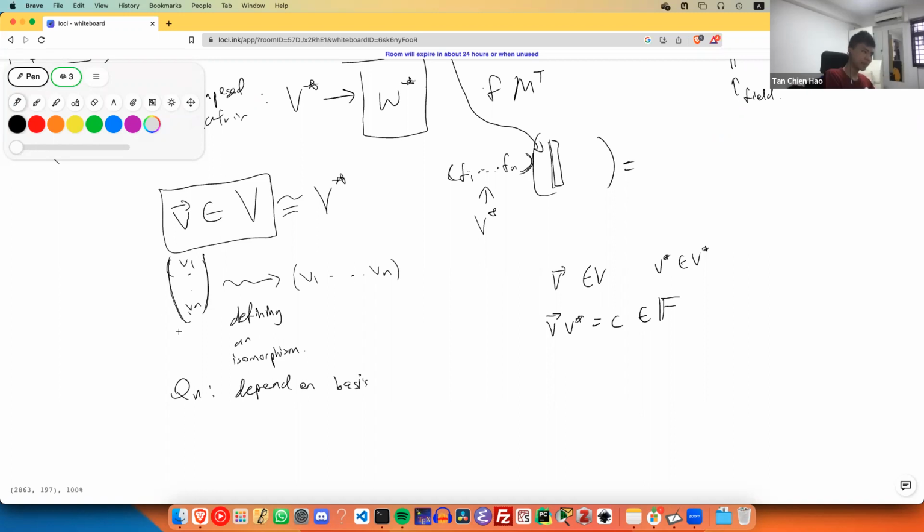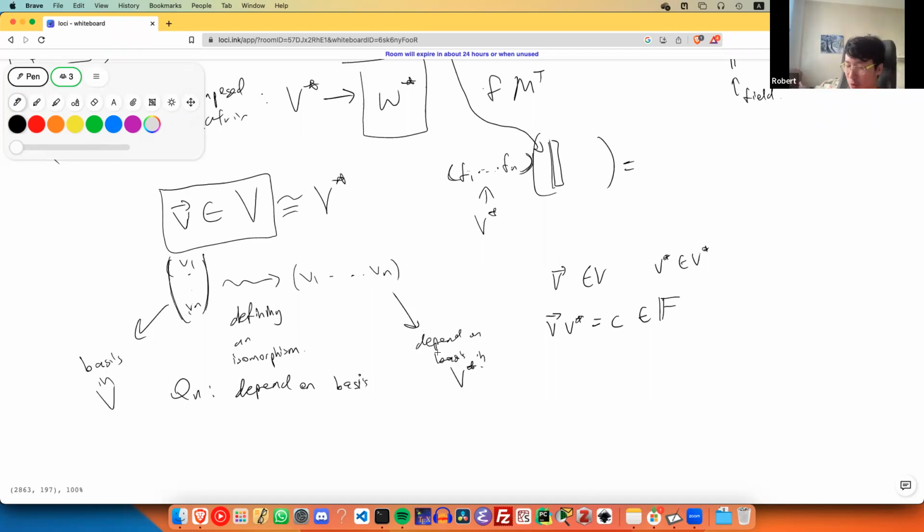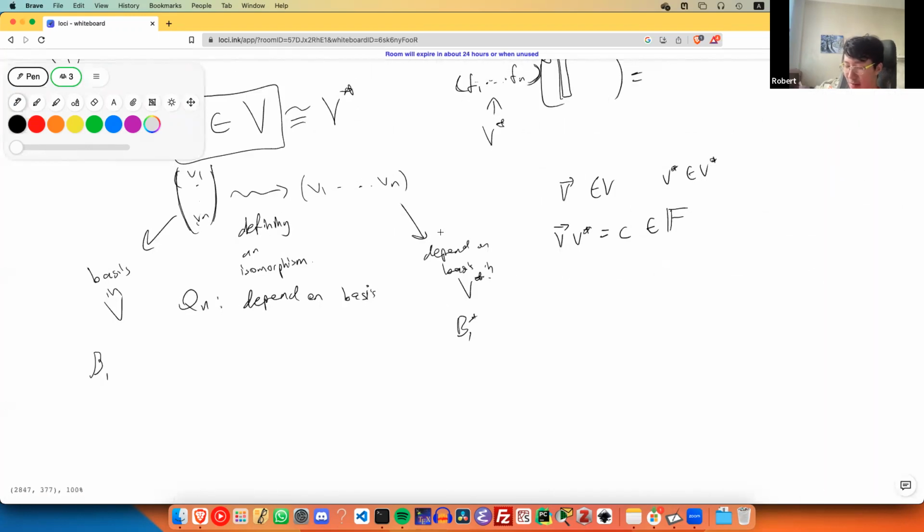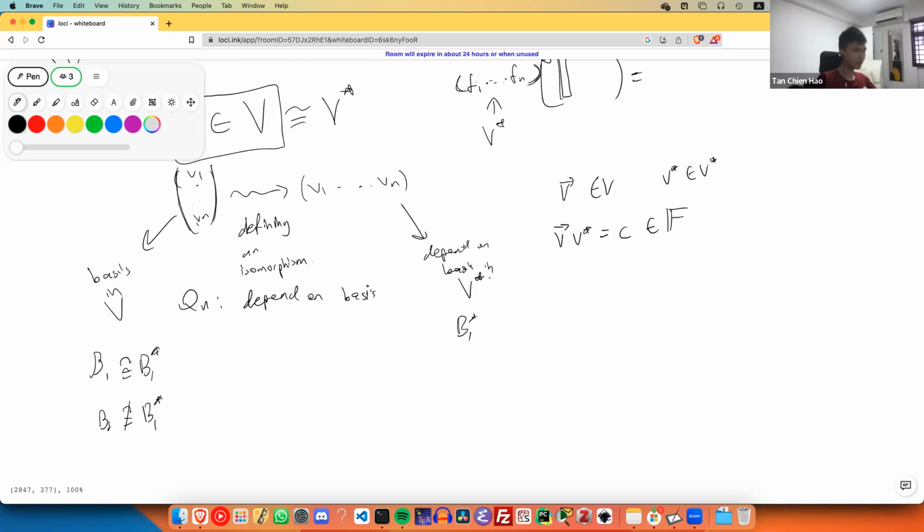This is dependent on the basis in V, and this is dependent on the basis in V star. Oh, I think I get what you mean. If we pick a specific basis for V and V star, then they can be isomorphic. But if we change it to some different basis, say B1, and we pick B1 star, they will probably be isomorphic like this. But if we do B2, it might not be B1 star, right?